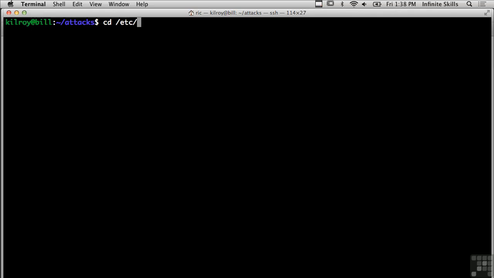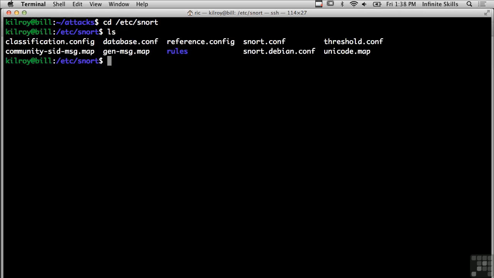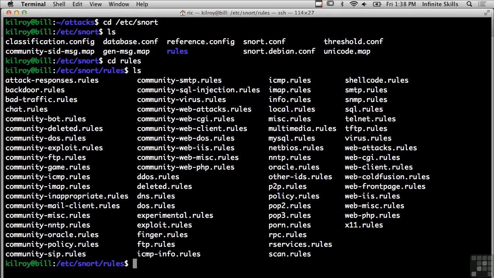So I've got a Linux system here, and I'm actually running a utility called Snort. And Snort is a network intrusion detection system for Unix-like operating systems. And I'm going to jump into the rules here. Now, you can see there's a lot of different rules, and I'll just take a quick look at one of them here. Let's take a look at DDoS rules, for example.